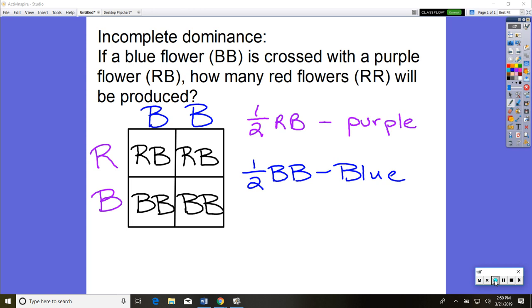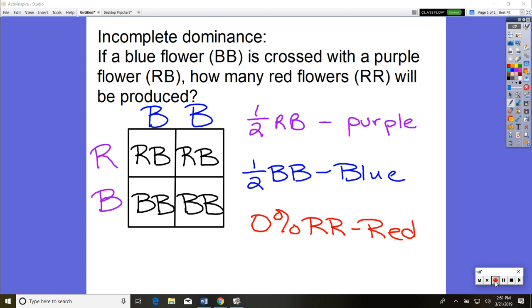So the question asks us how many red flowers will be produced. Well, as we look at our Punnett square and at the results that we got, none of them came out to be RR. So we have a 0% chance that we will make any red flowers.